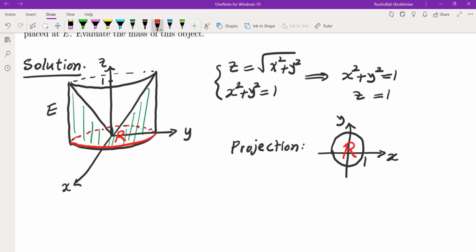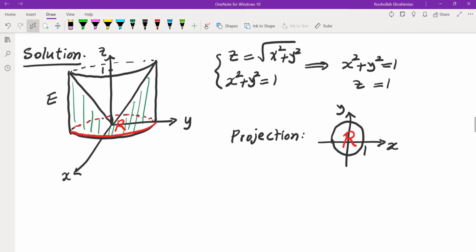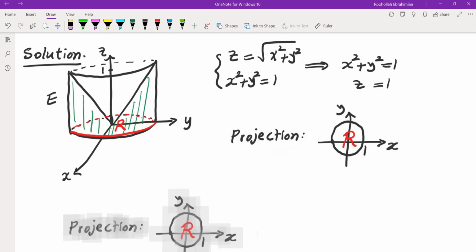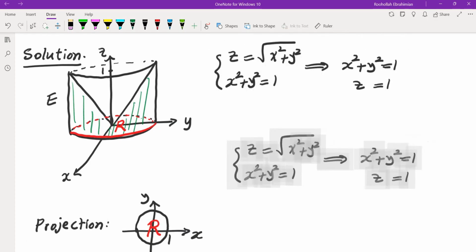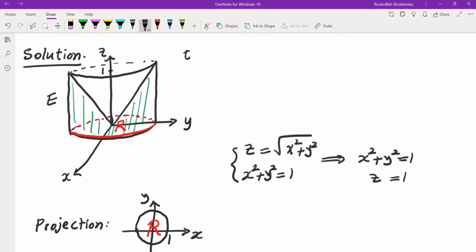Now looking at the region, is there a top for the solid that they gave us? Well, the solid does have a top. The top of the solid is the cone. So I'm gonna write it down right here. The top of the solid is z equals root x squared plus y squared, and the bottom of the solid is z equals 0.